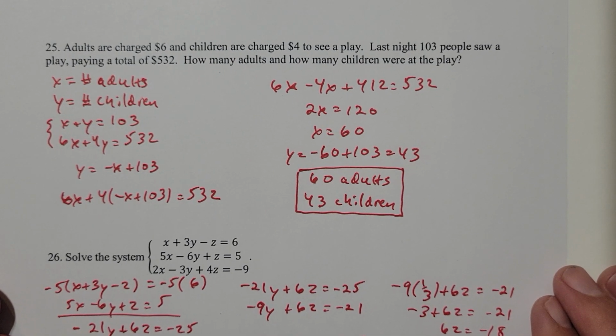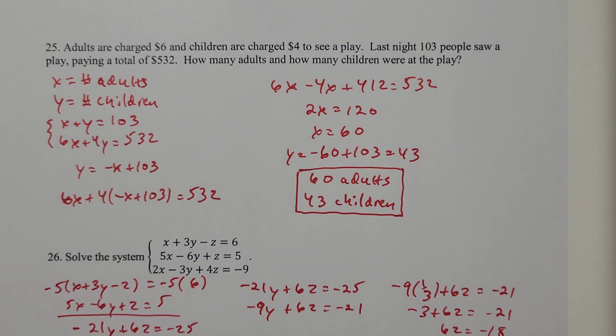Let's try problem 25. There's a couple of applications here. In problem 25, it says adults are charged $6 and children are charged $4 to see a play. Last night, 103 people saw a play, paying a total of $532. How many adults and how many children were at the play?